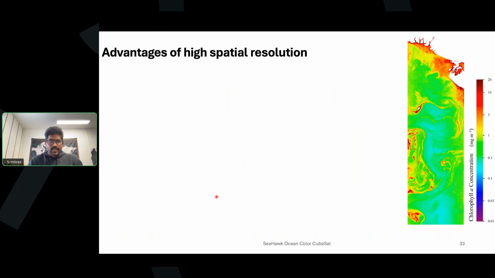So what are the advantages of high spatial resolution? In small and narrow rivers or in some coastal waters, we can detect small scale features which might be absent or might get too coarse in coarse resolution data. So having high spatial resolution, you can detect small scale features.